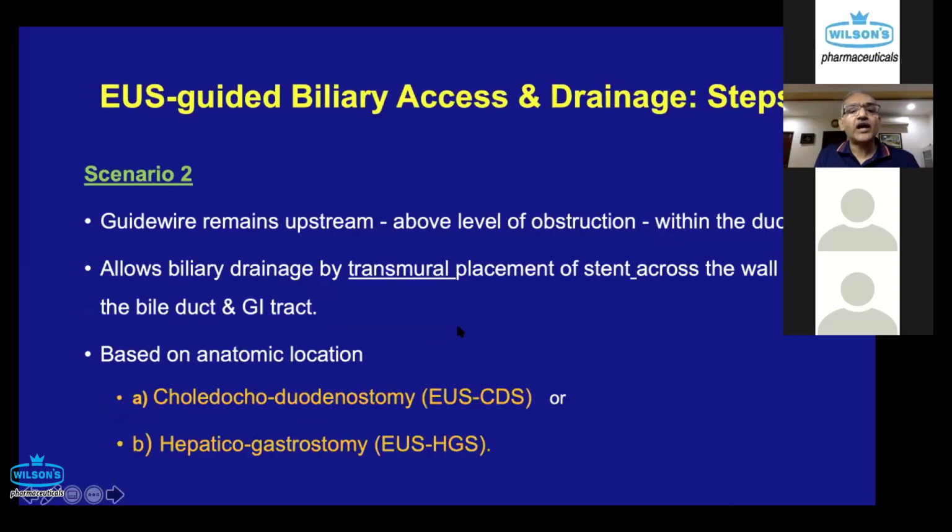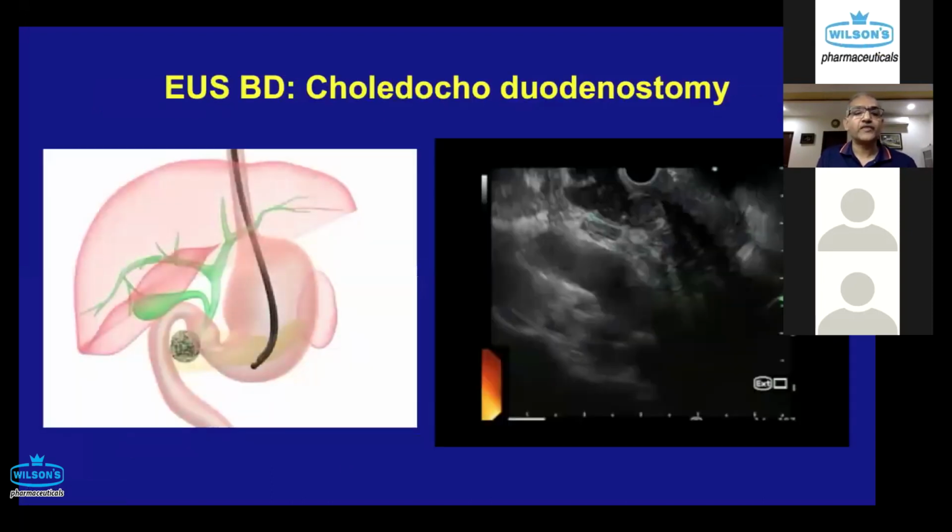Scenario two happens when the guide wire does not go beyond the level of obstruction. It remains above the obstruction. There you can just do a transmural stent placement between the GI wall and the bile duct. It is choledochoduodenostomy versus hepaticogastrostomy, depending on where you have entered, your condition or your comfort, and so on and so forth. So let me show how they look.